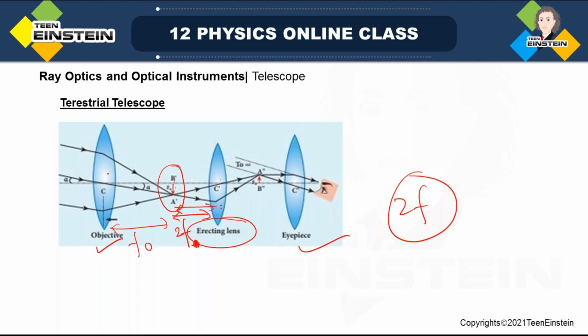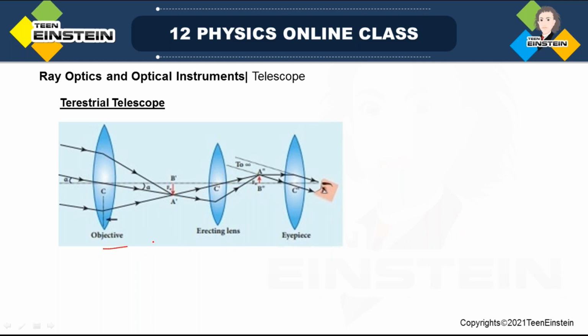Okay, that means the image formed by the objective will be at the 2f distance of the erecting lens. So up to this, it is actually f0. And look, this one will be 2f. So the image will also be produced at the 2f distance of this erecting lens.